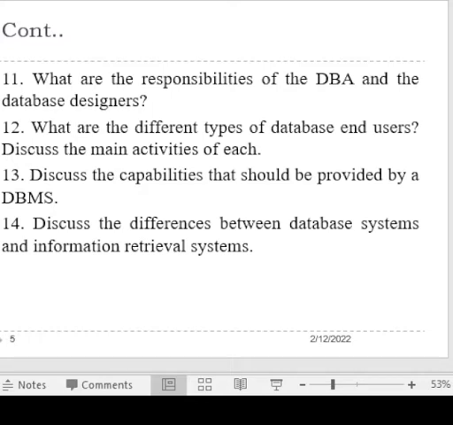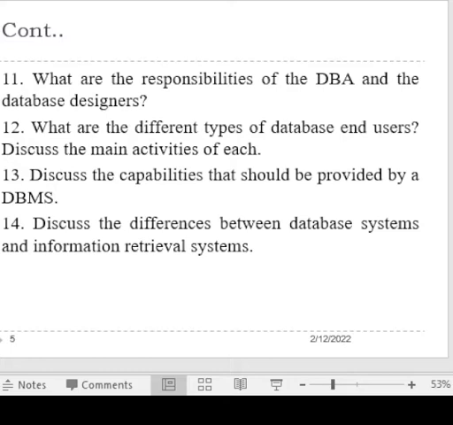The other one is what is the responsibility of the database administrator. Since we have a database administrator and a database designer, what is the responsibility of each? You must know this concept. And also, what are the different types of database end user? As you know, database end users can be classified into different types. So what are those, and what makes them different? And also the capabilities that should be provided in a database management system.